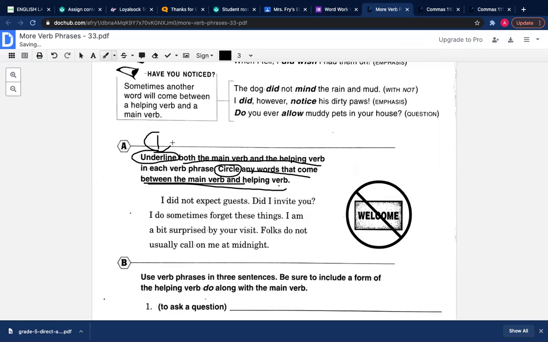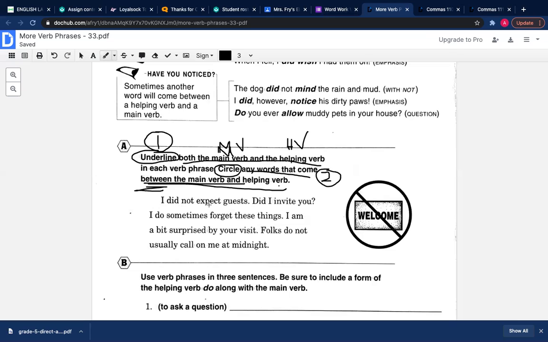Underline both the main verb, and I'm even going to write MV for main verb, and the helping verb. I'm going to write HV for helping verb, so I know to underline both. Then I'm going to circle any words that come between the main verb and the helping verb. That's step 2. So step 1, I'm going to start with underline both the main verb and the helping verb in each verb phrase.